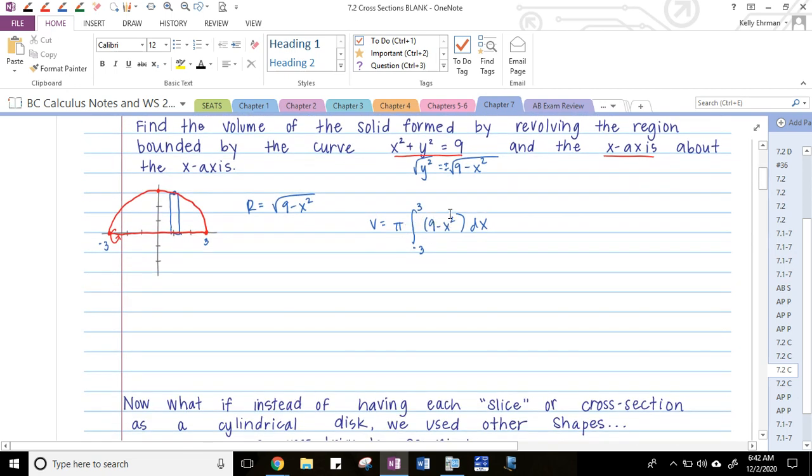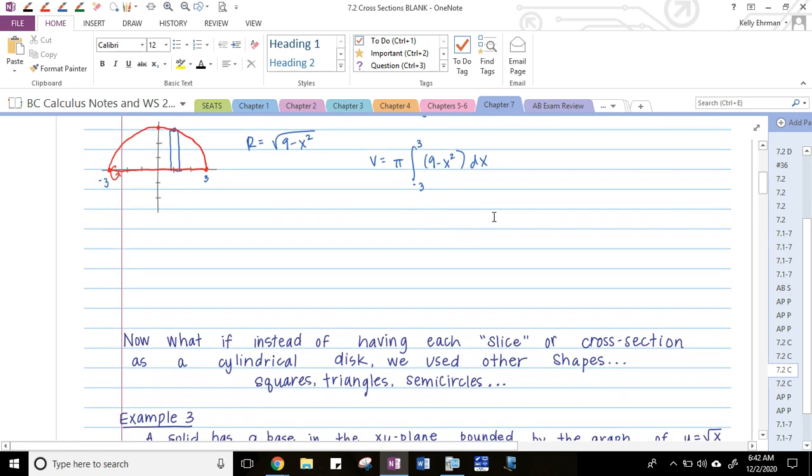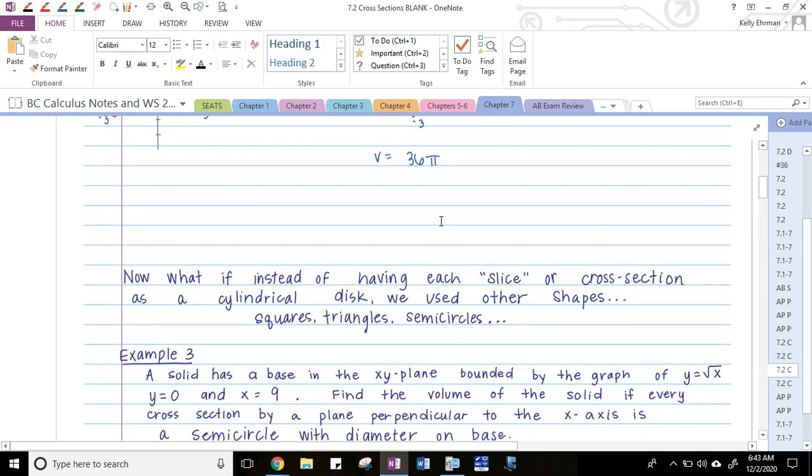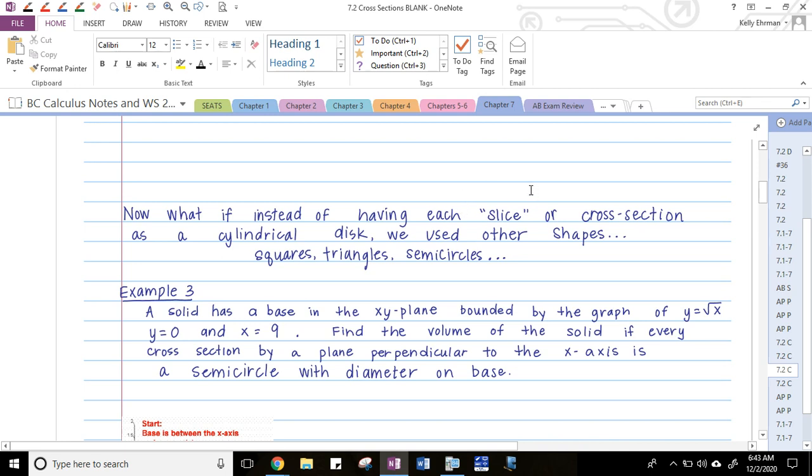In the interest of time, because I don't have much of it this morning, we can solve that with or without a calculator, right? This is easy to integrate and fairly easy to get the answer to. I will show you here's my exact answer if we were to go through the actual work. So what if instead of each slice being a disk, what if we used other shapes like squares, triangles, semicircles?